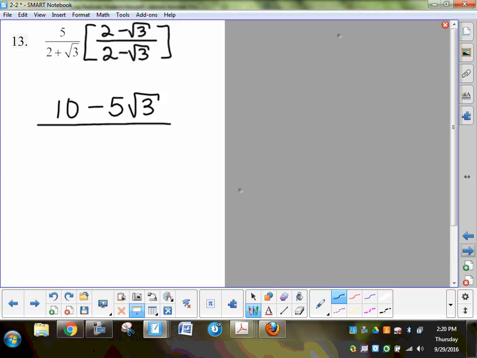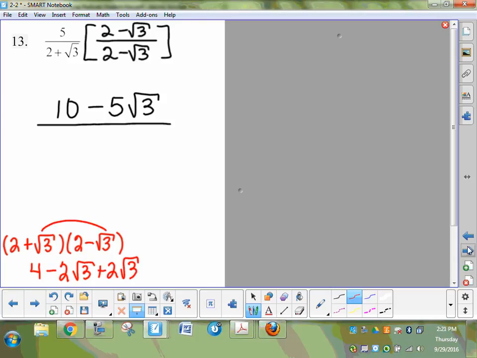Now, when you go down and deal with the denominator, you've got binomials. Let's do it down in another area so it's not muddying up our work for this question. I've got 2 plus root 3 times 2 minus root 3. I'm going to FOIL that out right now. First terms multiplied together are going to give me 4. The outside terms will give me negative 2 root 3. The inside terms give me positive 2 root 3. Last terms together are going to give me a negative 3.